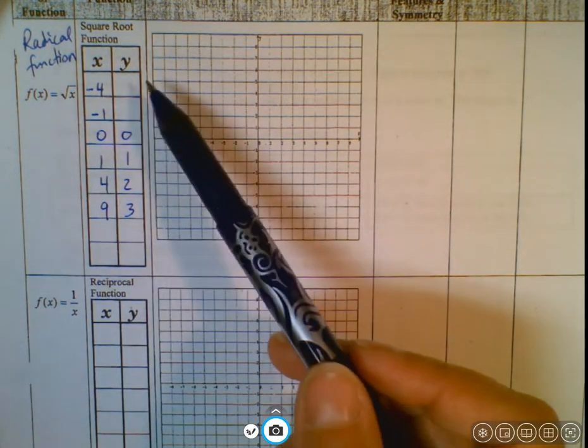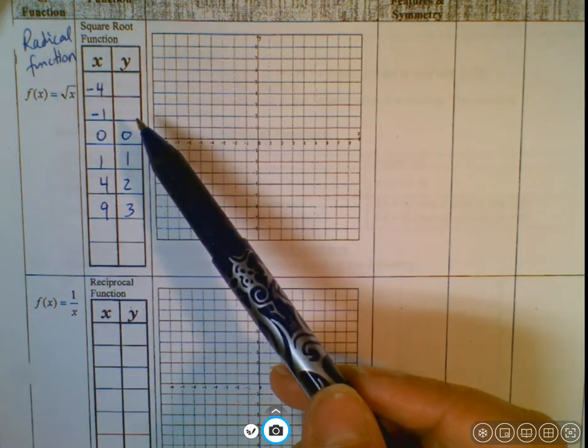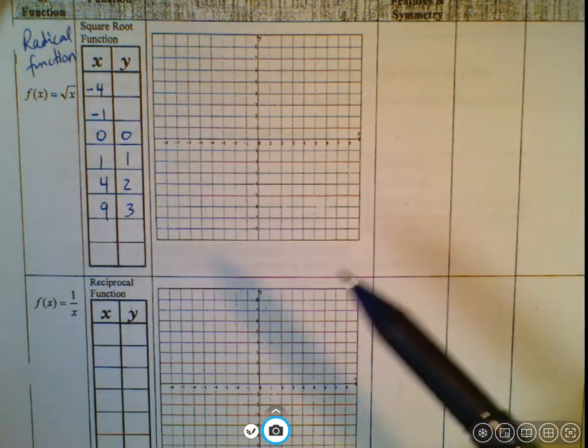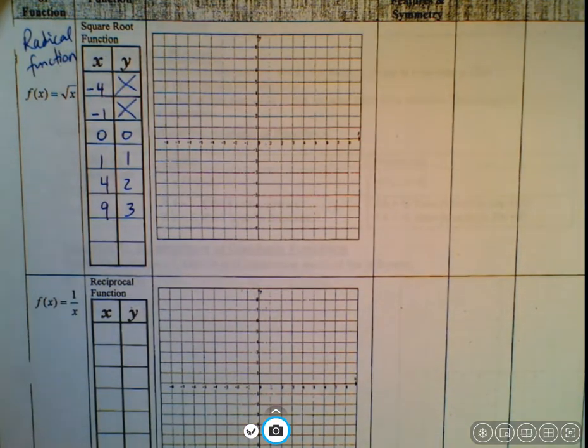What happens for -4 and -1? Well, we can't take the square root of a negative number, so that function is not defined there. I'm just going to X it out. It's not defined for those values.